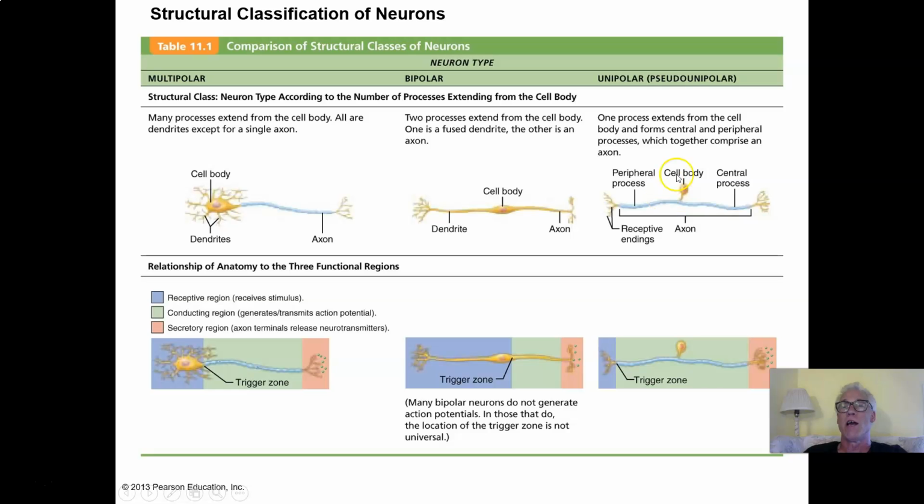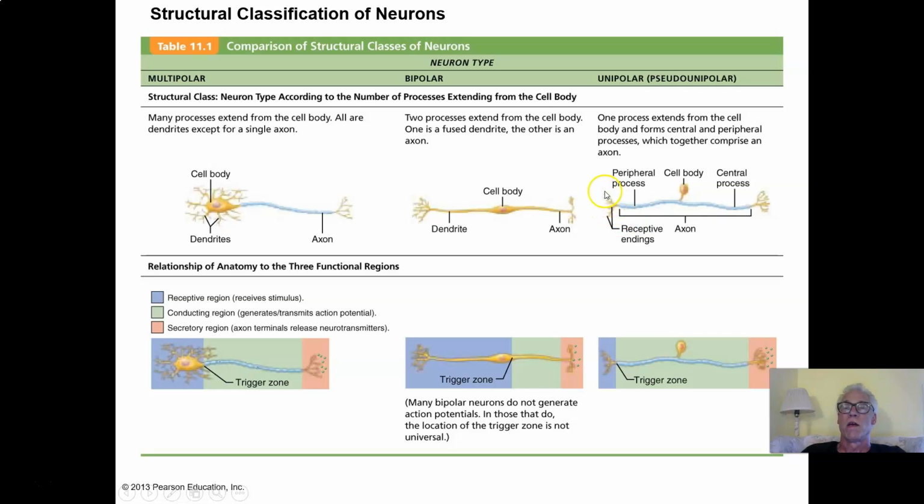Okay, let's look over here at a unipolar neuron. Here's its cell body, its soma, and it only has one process emanating from the soma, so it's called a unipolar neuron. It has some dendrites way over here, and it has a long axon and some terminals, but the cell body is not involved in that receptive process. So this is a sensory neuron.